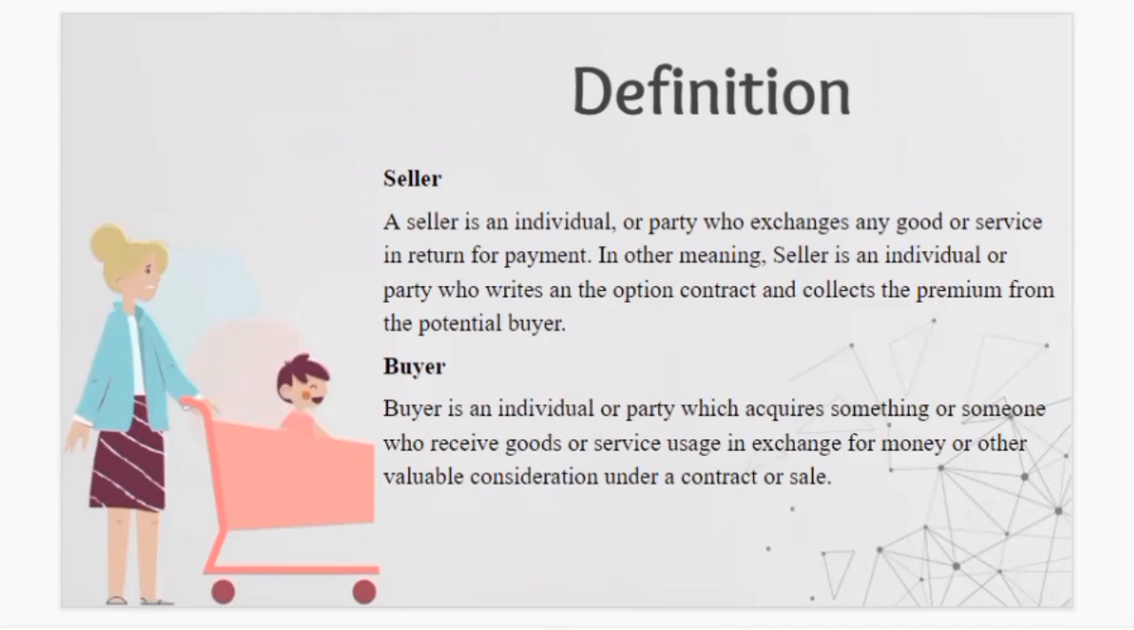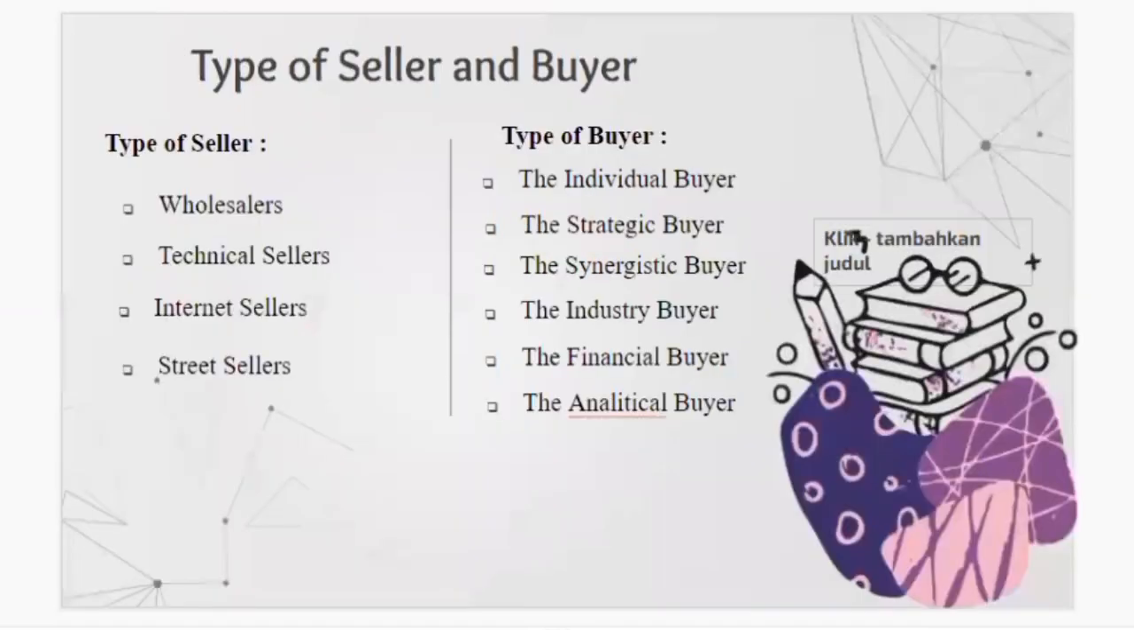The second is the definition of buyer. The buyer is an individual or party which acquires something, or someone who receives goods or service usage in exchange for money, or other valuable consideration under a contract or sale. We have to know the definitions of seller and buyer. Well, we're going to the next slide. In the next slide, we are talking about types of seller and buyer.